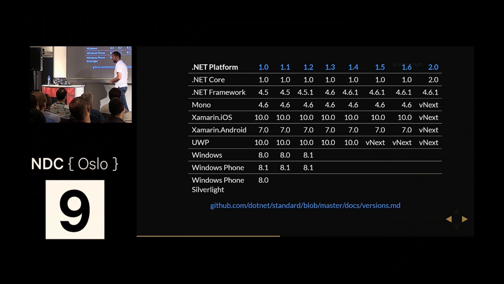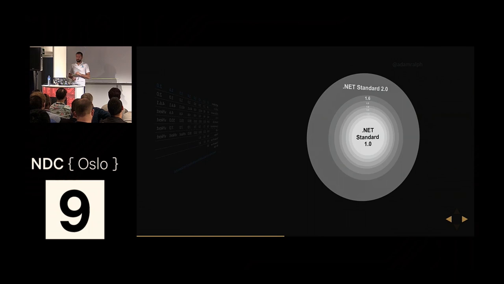Another thing about the versions. So 2.0 was originally going to be a breaking change. The declared intent was that .NET Standard would follow SemVer. So when there's a breaking change, they would up the major version. And originally, 2.0 was going to be breaking with respect to 1.5 and 1.6. So rather than looking like this, it was going to look like this.